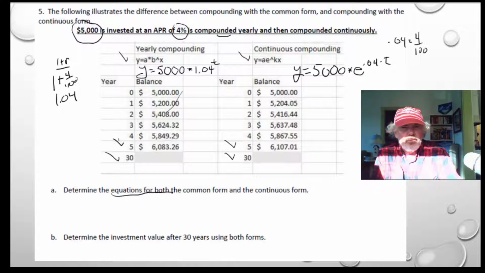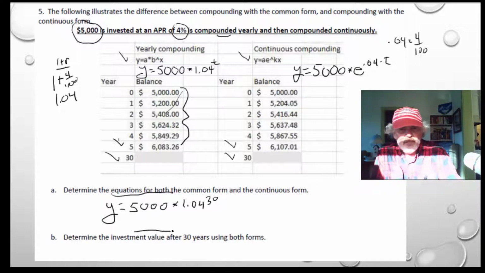So let's do first the yearly compounding. I'm going to have in the bank my output, because it's the second column, it's the output column here, right? That output is going to equal my initial value times my growth factor raised to the 30th power. And we'll figure out what that is in a second.